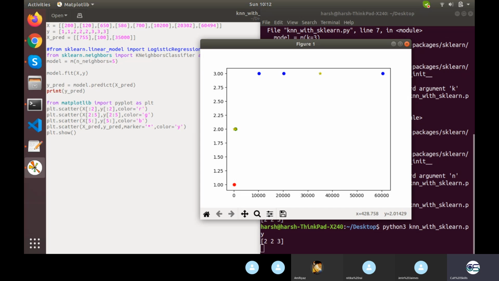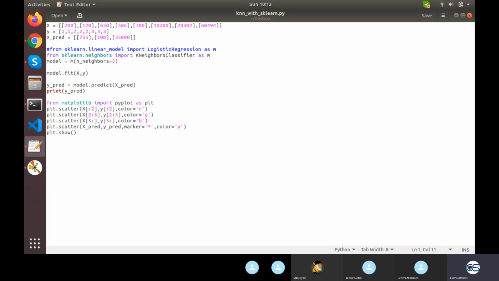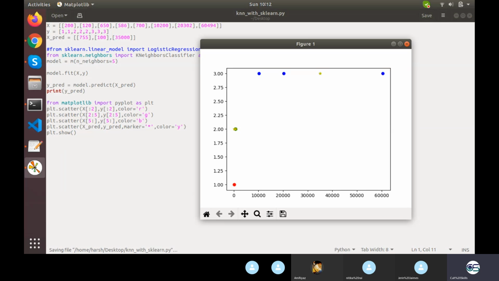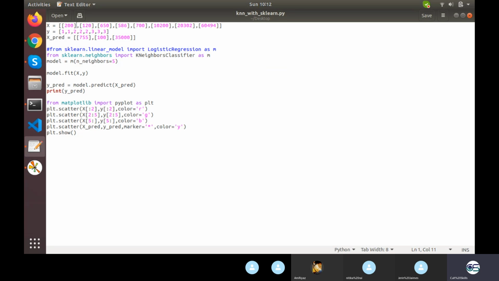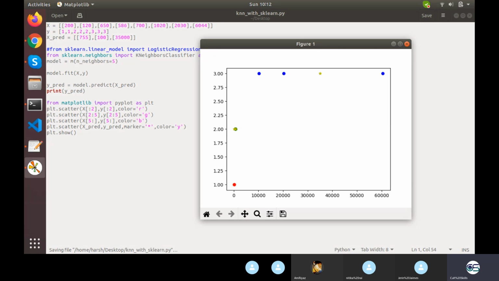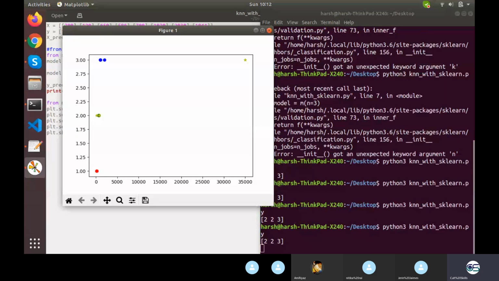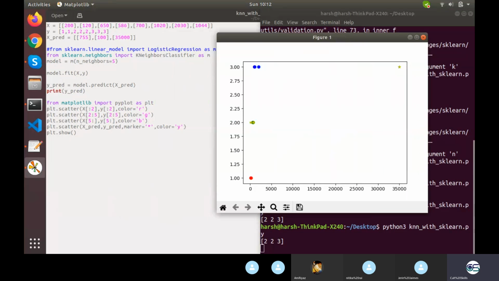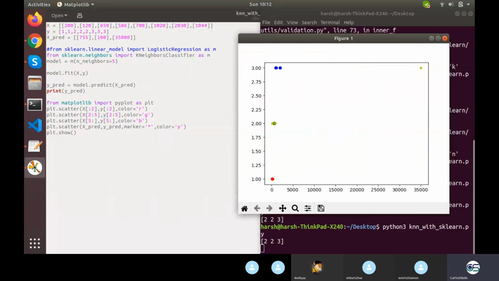And why is it saying class 2? The reason is 650, 586, 700. It's taking all things to be like class 2 itself right here. Let's shorten down the scale: 200, 120, 650. Let's make them thousands. Okay, so something like this it's showing up.